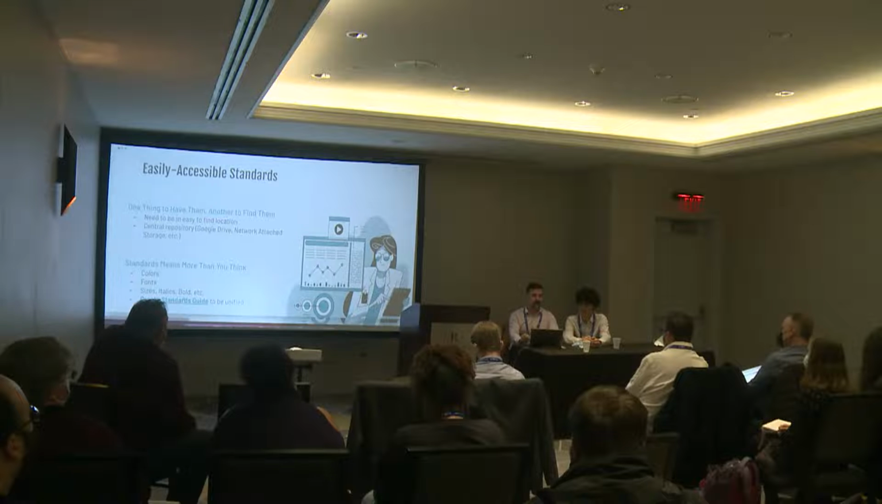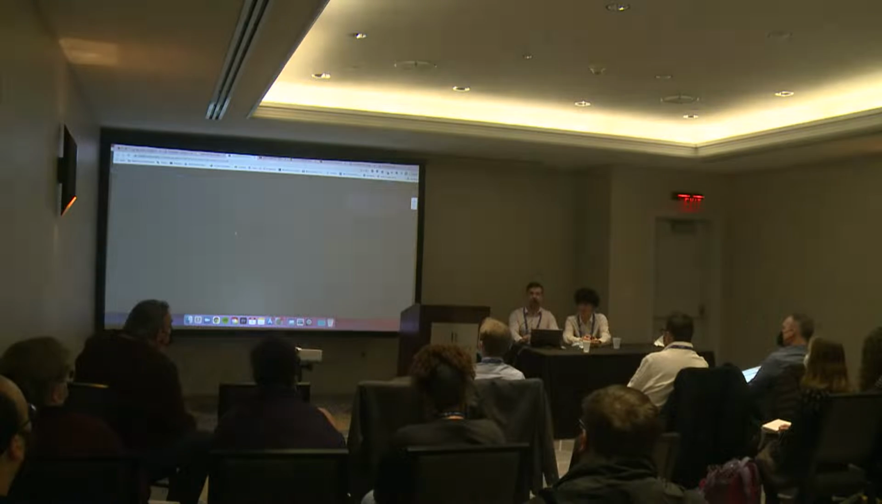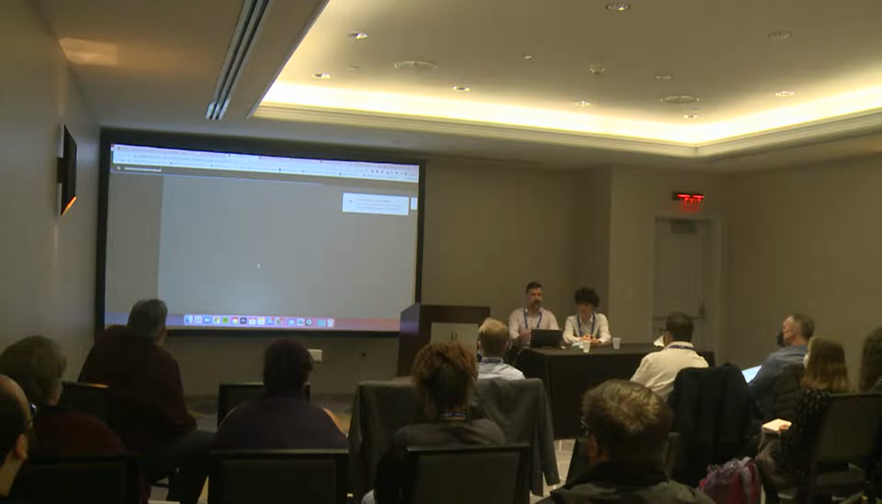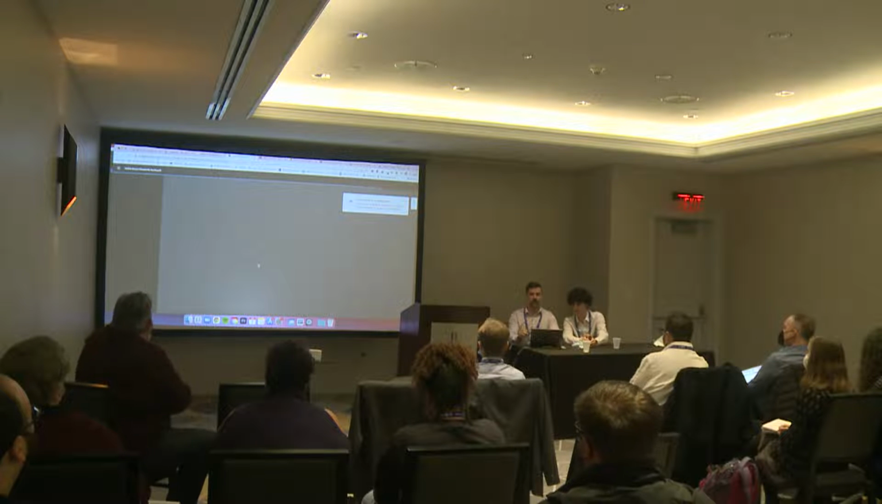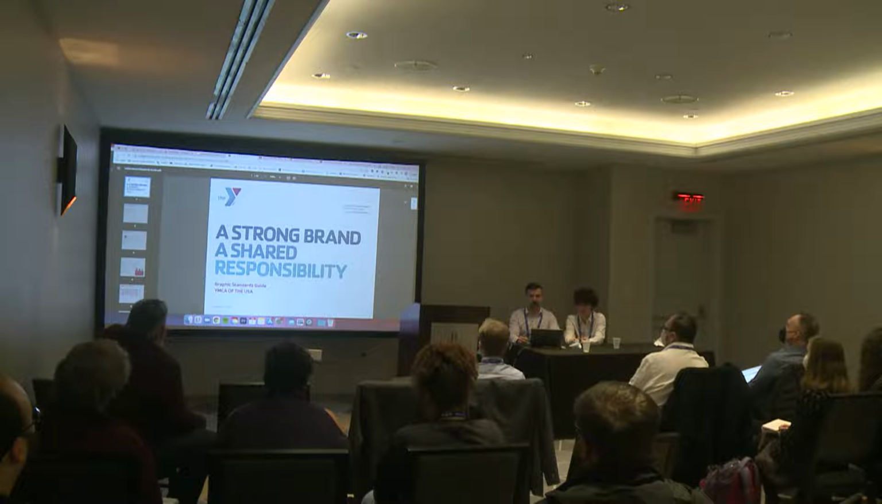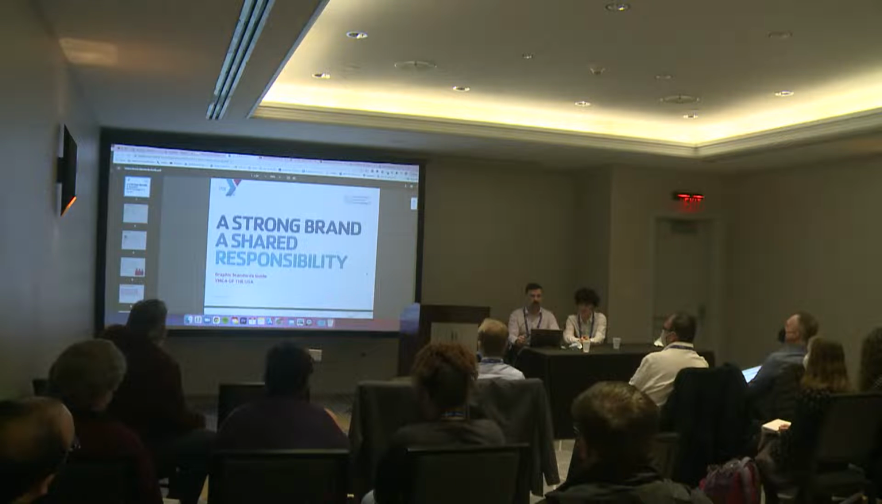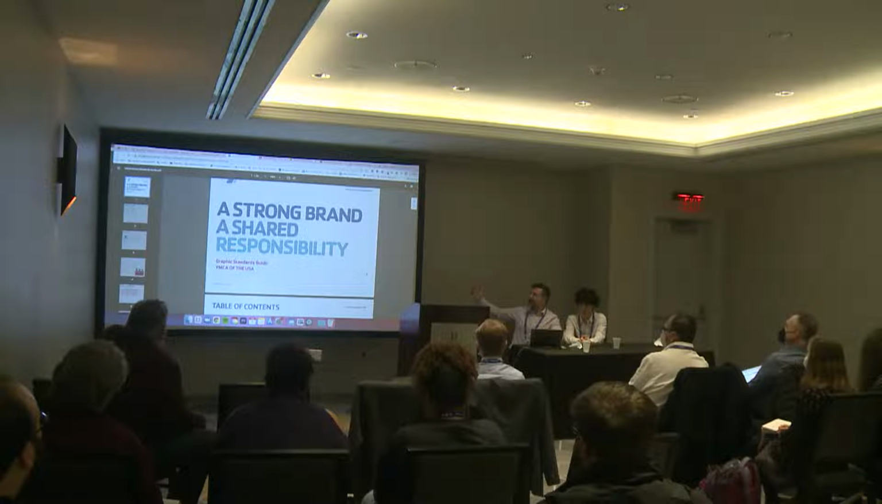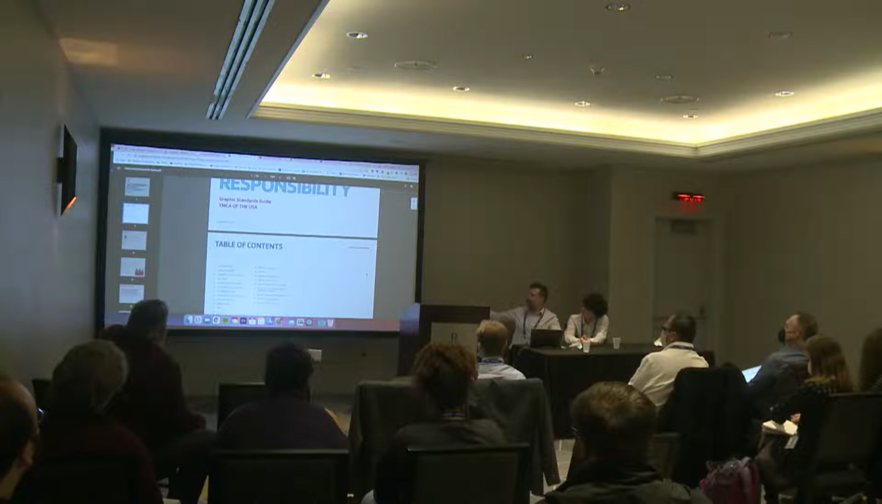But this right here is a really great example of a larger institution, a larger organization that really has nailed their branding kit. So this is what's called a graphic standards guide or a branding kit. This is the YMCA. So these are the YMCA's colors, and this is the table of contents.